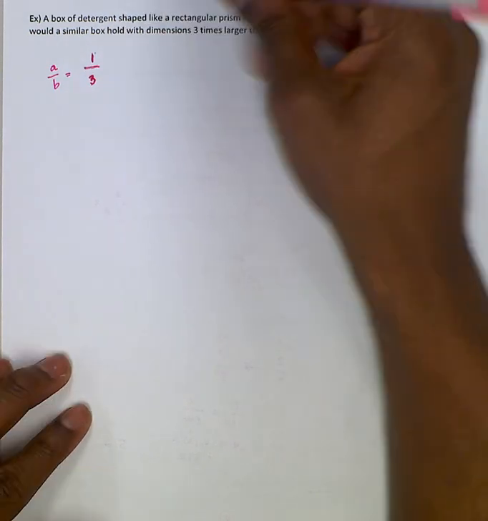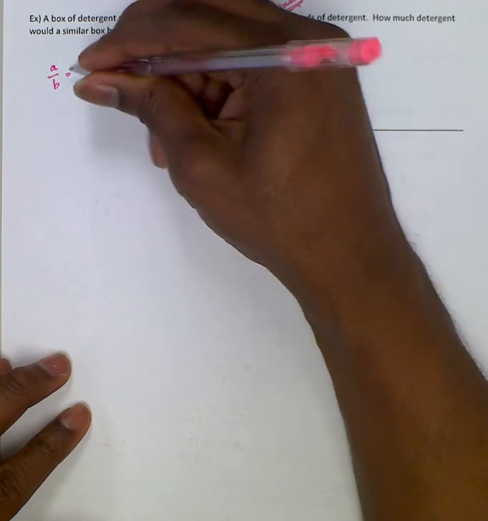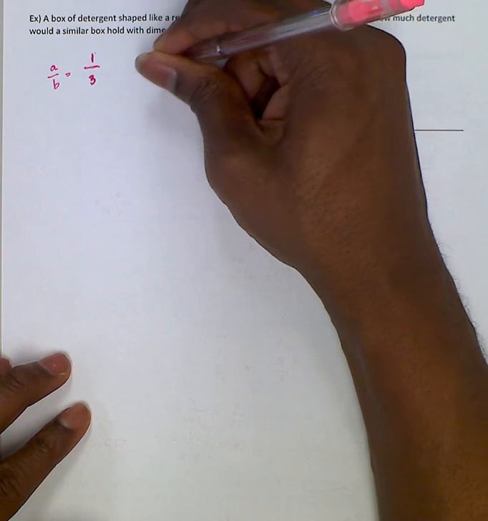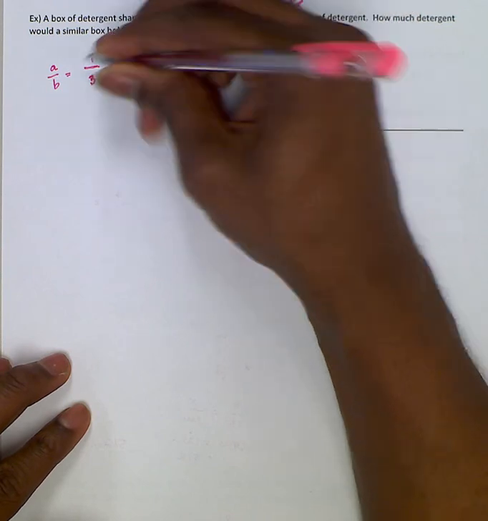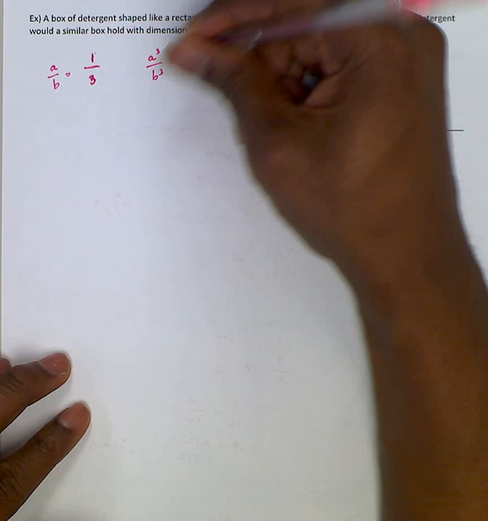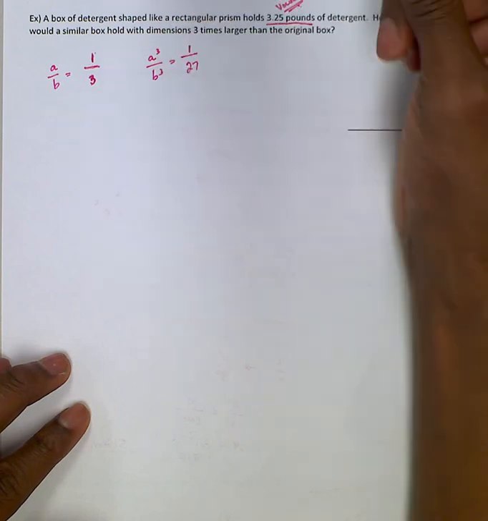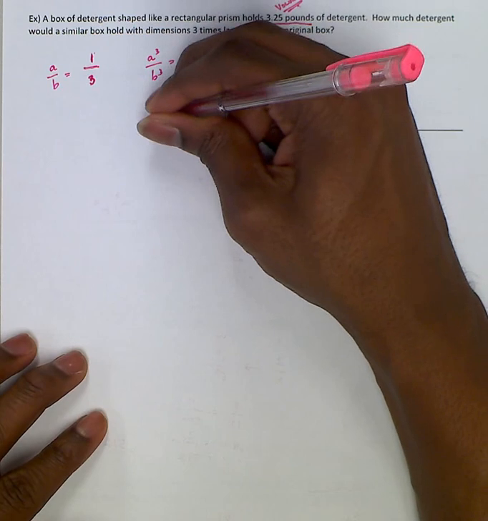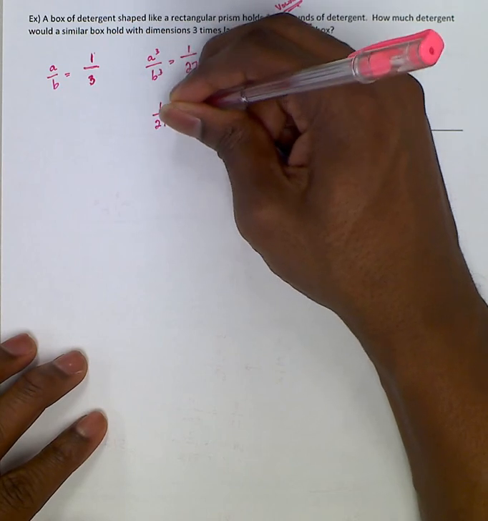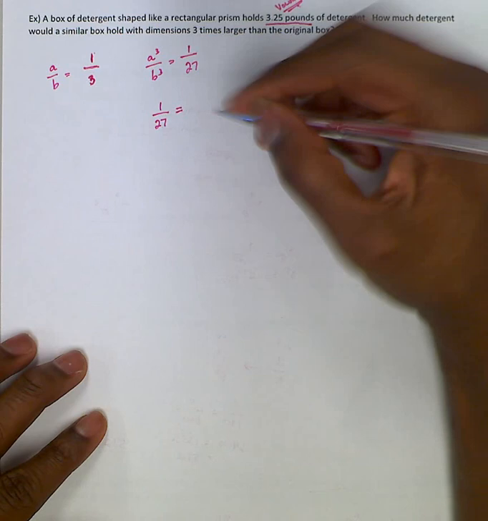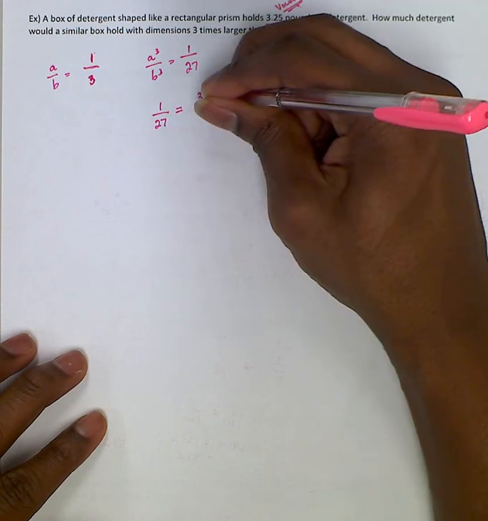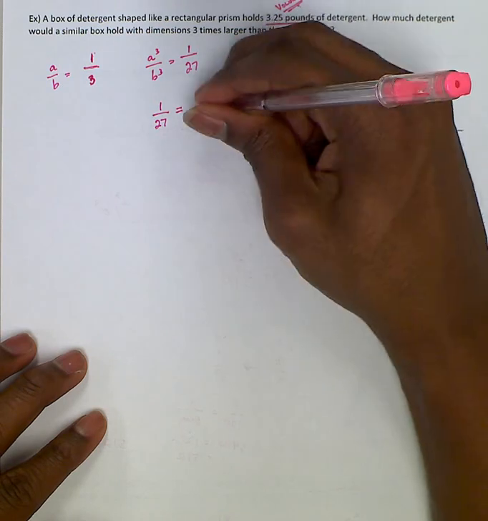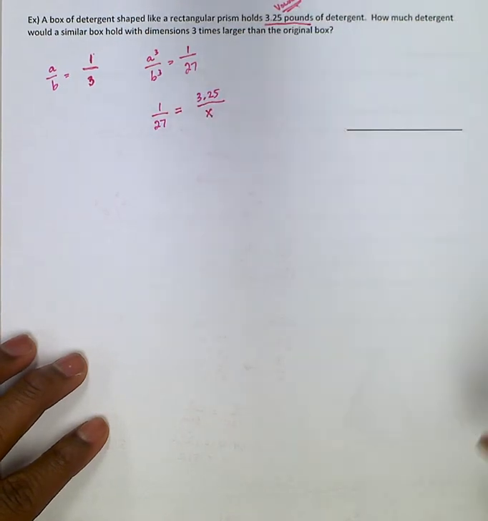Since they're asking us for volume, instead of using a to b, we want to know what a cubed and b cubed are. a cubed will still be 1, b cubed will be 27. So this is the ratio that we'll use in our proportion. We have 1 over 27 equals, the smaller box holds 3.25 pounds of detergent, and we don't know how much the larger box will hold.